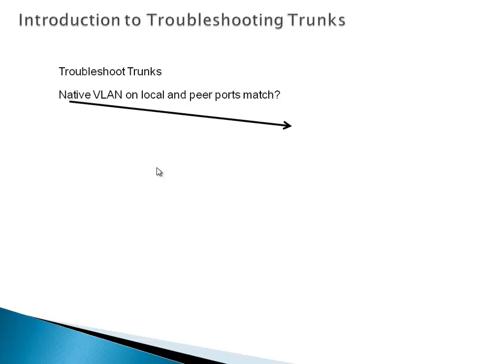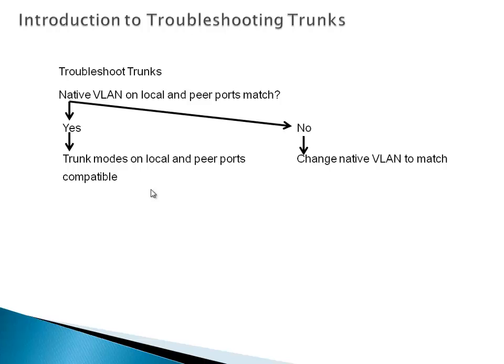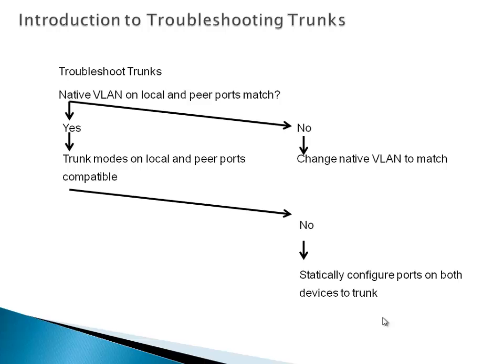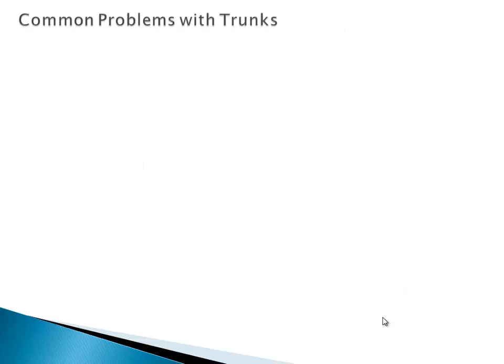Troubleshoot trunks. Do the native VLANs on local and peer ports match? If not, make sure that you change the native VLAN to match on both switches. If they do, are the trunk modes on local and peer ports compatible? If not, statically configure ports on both devices to trunk. If they are, then the operational mode should be trunk.